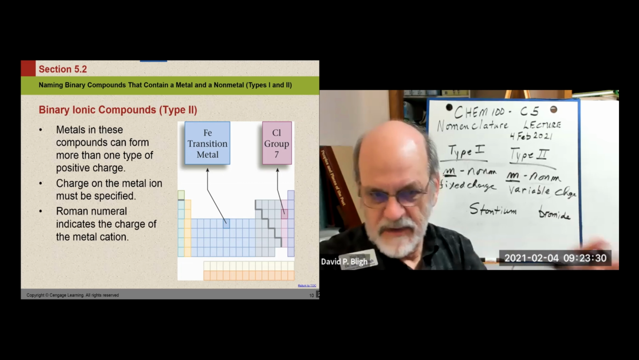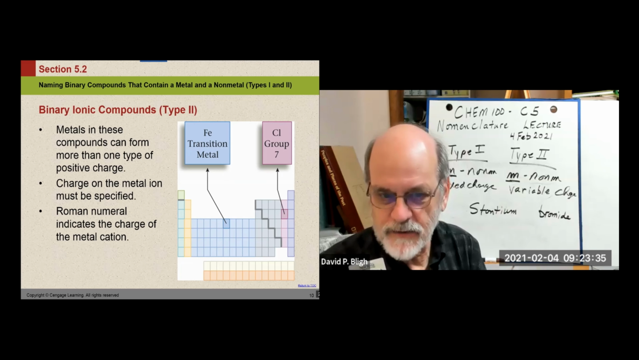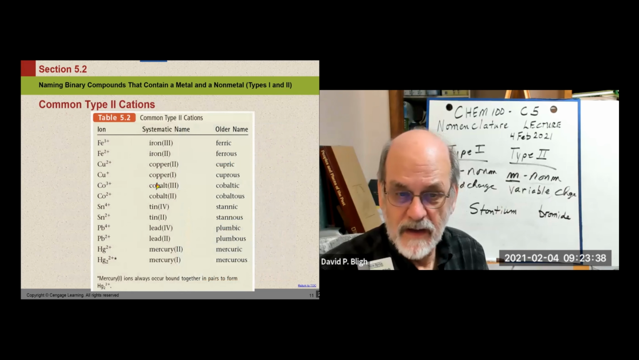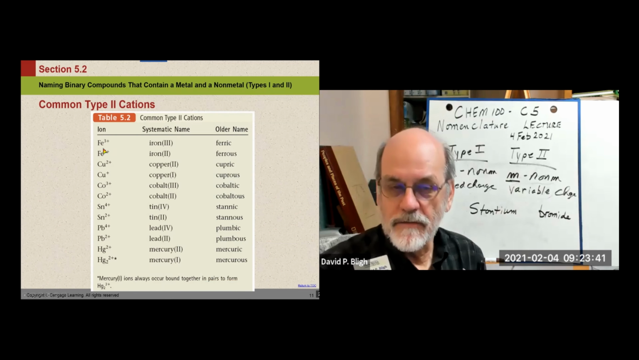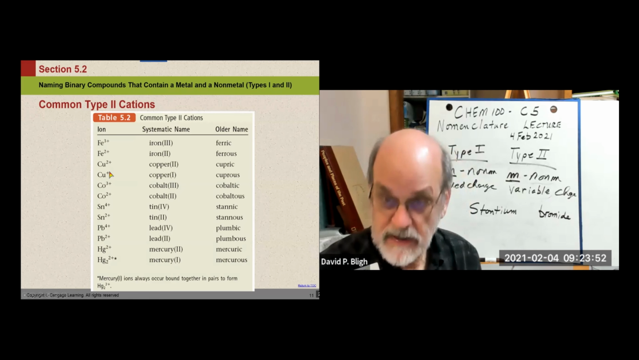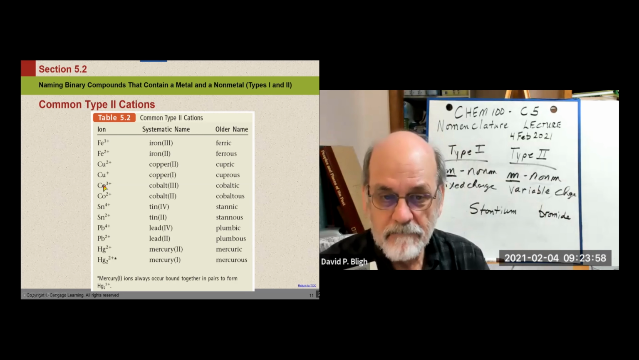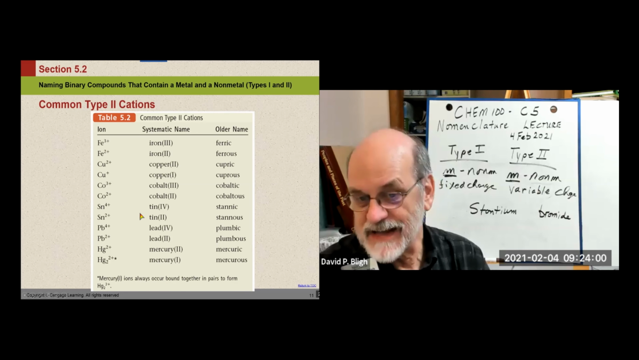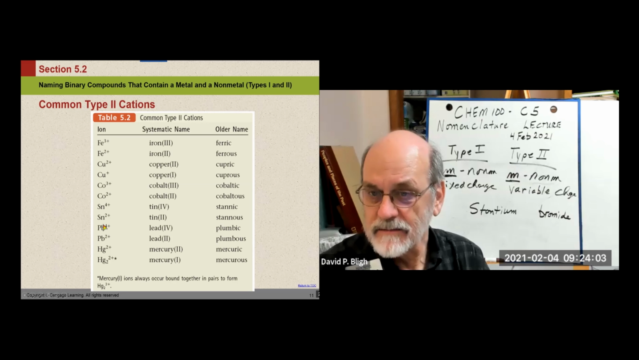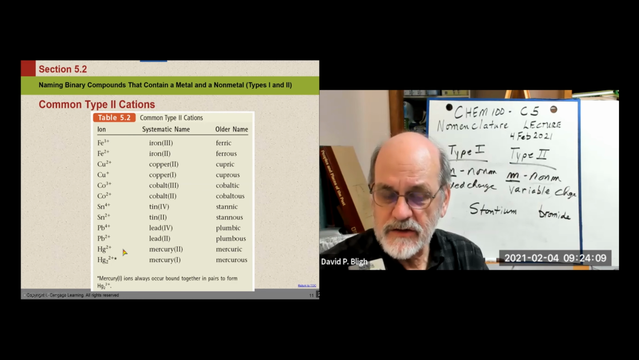Okay, this is the same thing that I gave you, type 2 compounds here on the board. It's just in the slides for you for review. These are some examples of type 2 cations, right? Iron can be a 3+ or a 2+. Copper can be a 2+ or a 1+. Is that right? That's correct. Cobalt, Sn, 10. Lead, Pb. Mercury. Mercury can be a 2 or a 1.